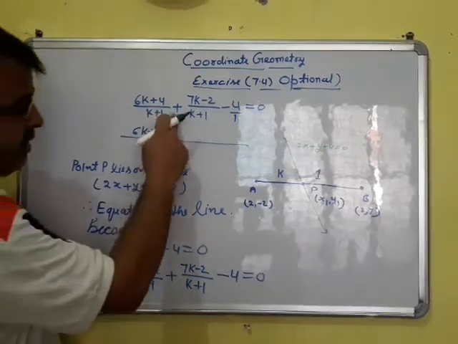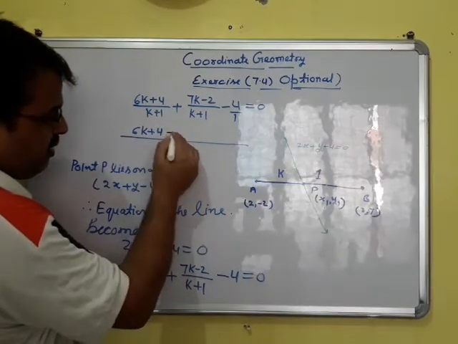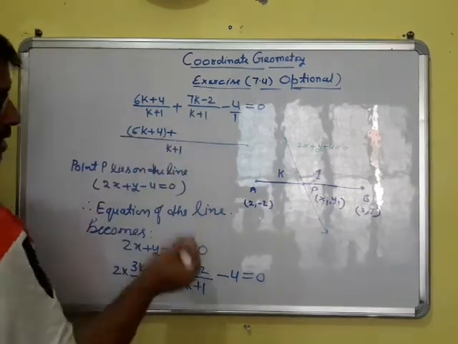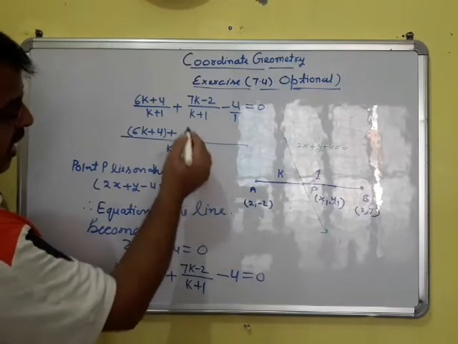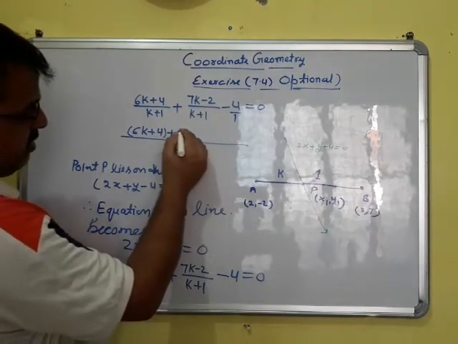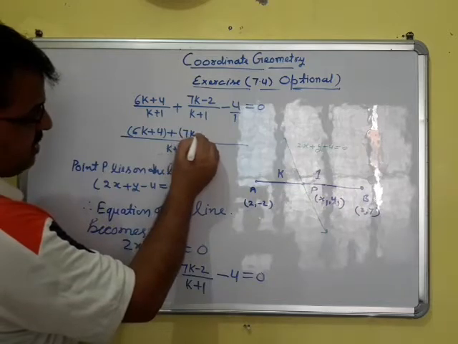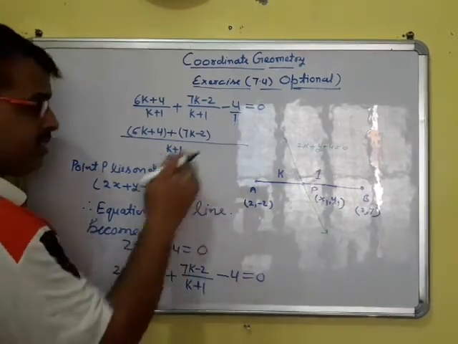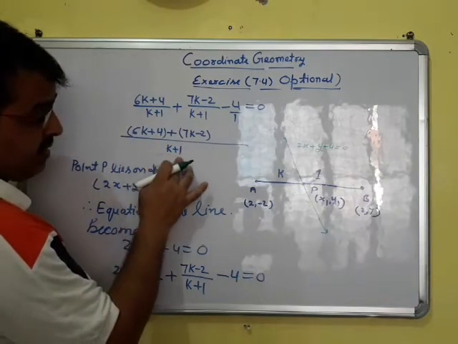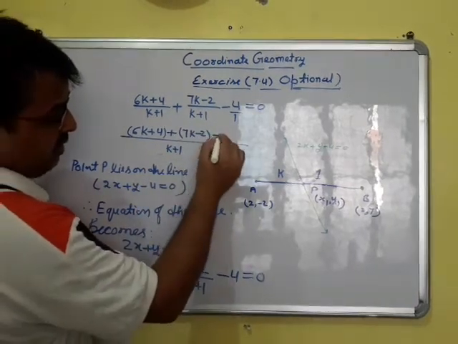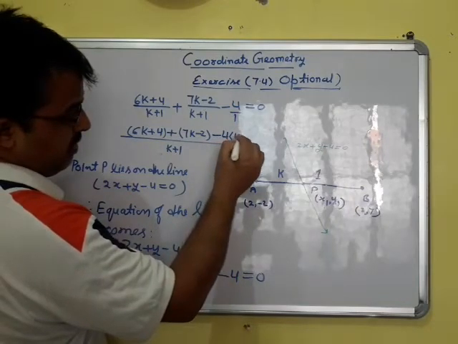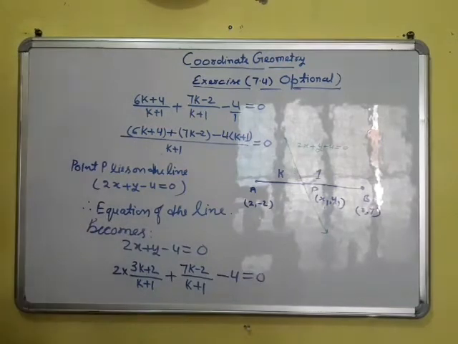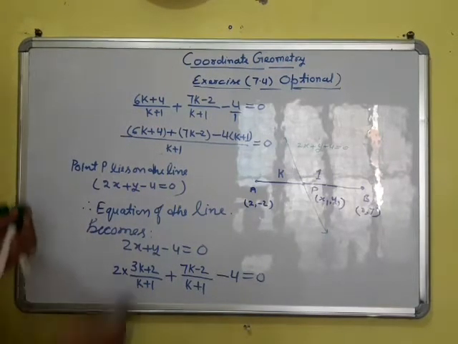Now here the sign is positive, so put the positive sign. Again divided by k plus 1, we get 1. And 1 into 7k minus 2 gives 7k minus 2. This one is clear. And k plus 1 divided by k plus 1 gives 1, so k plus 1 is multiplied by 4, minus 4 into k plus 1 is equal to 0. This portion is clear.